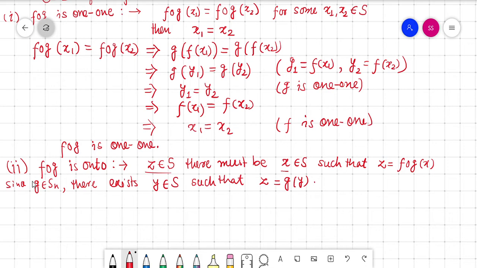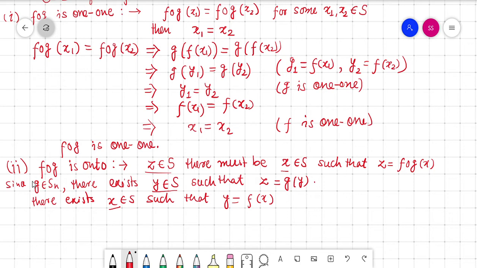Again, now we are going to use the ontoness of F. Here we have used the ontoness of G. Now we are going to use ontoness of F. So since this Y belongs to S, there exists some X belonging to S such that this Y is equal to the F image of X. So ultimately we have found this X, which was our goal.